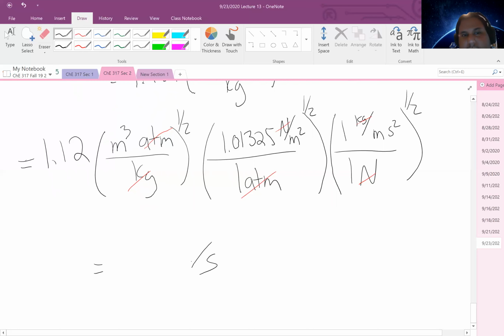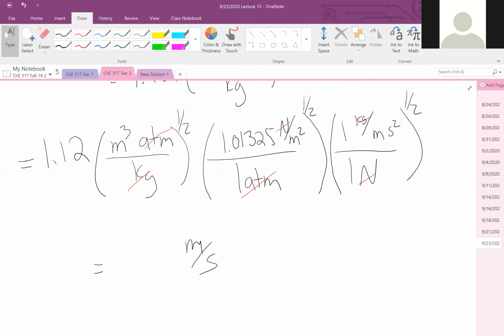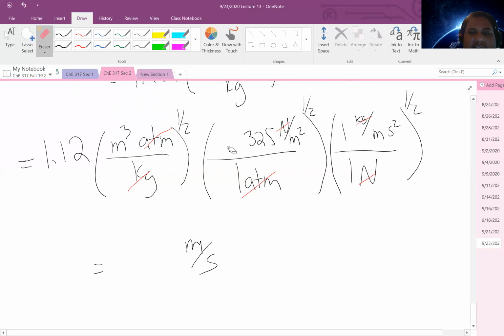And it looks like I have what? With my meter squared, do those cancel? I should be left with meters on top. Lopez, that could be 101,000 pascals in an atmosphere. Oh, I never gave you the scientific notation, sorry. Let me rewrite it, 1.01325 times 10 to the 5th. Thank you.